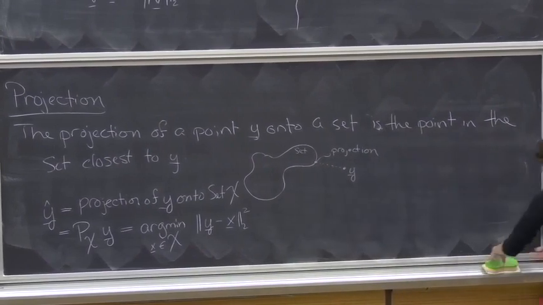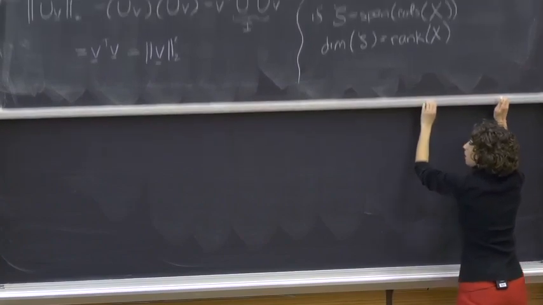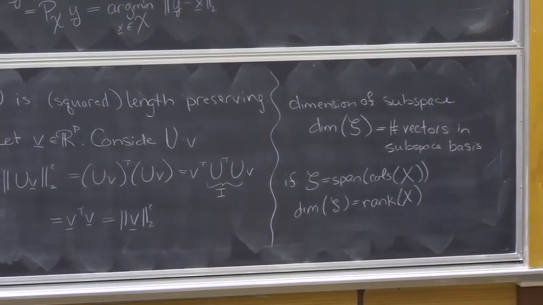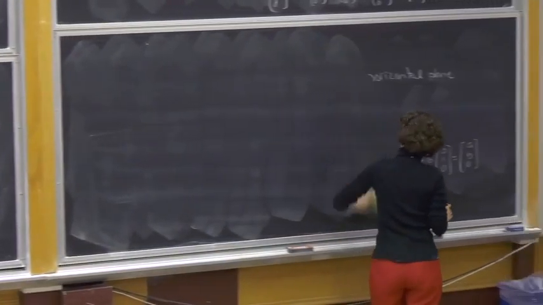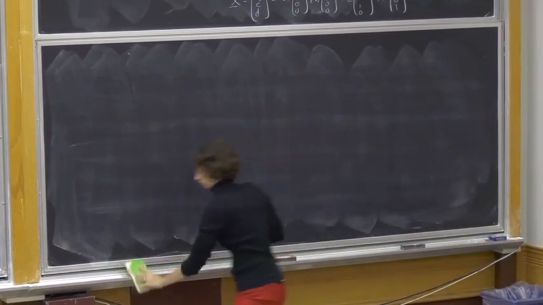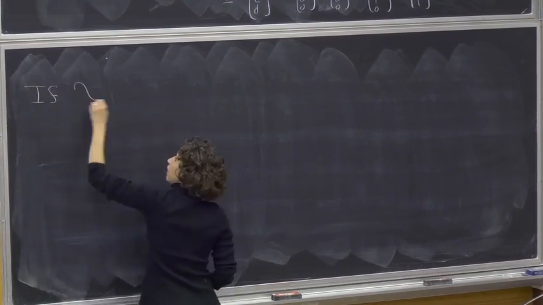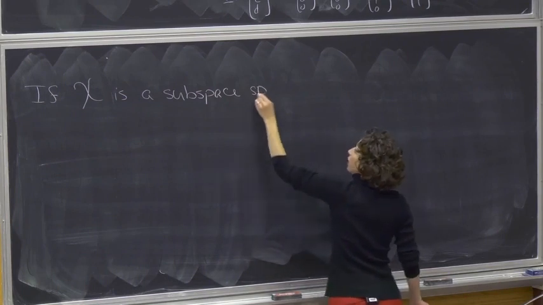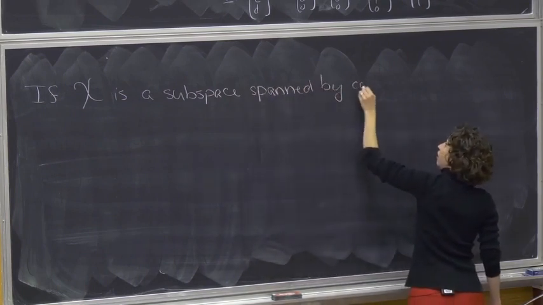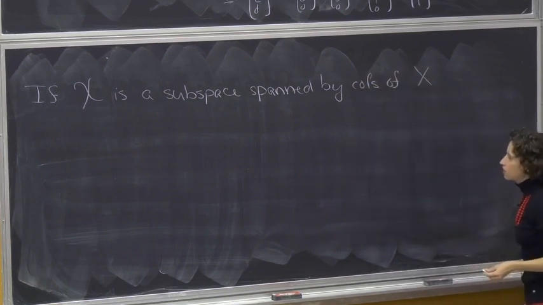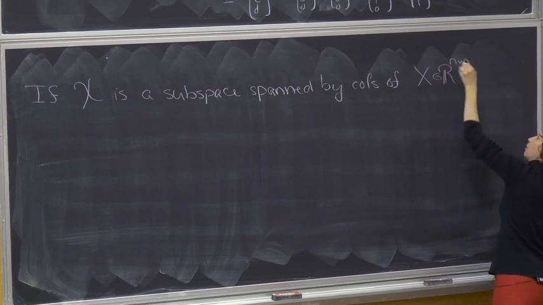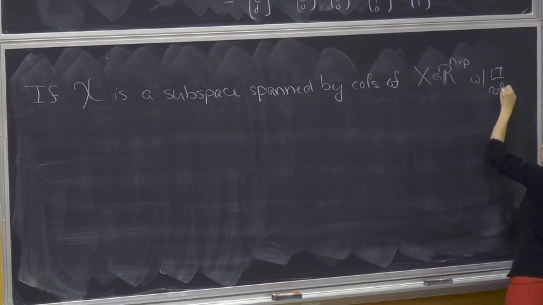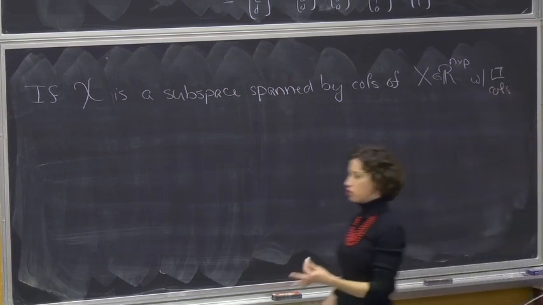Okay, so now what we want to do is understand this notion in the context of things like subspaces and bases. So we're going to hopefully tie it all together here. Okay, so in particular, let's imagine that this set X is a subspace spanned by the columns of some matrix X. In this case, that's n by p, with linearly independent columns. Okay, so now let's consider the projection onto this set.